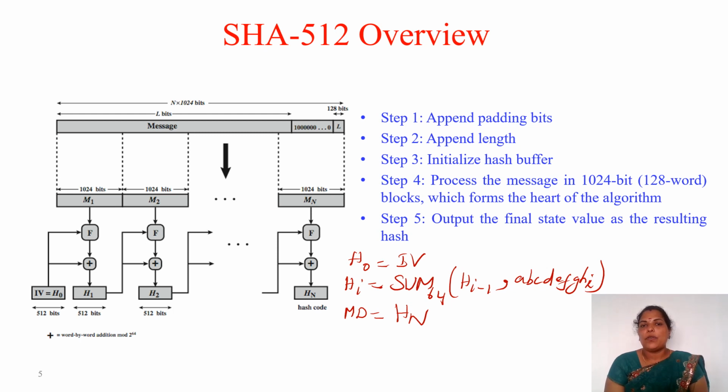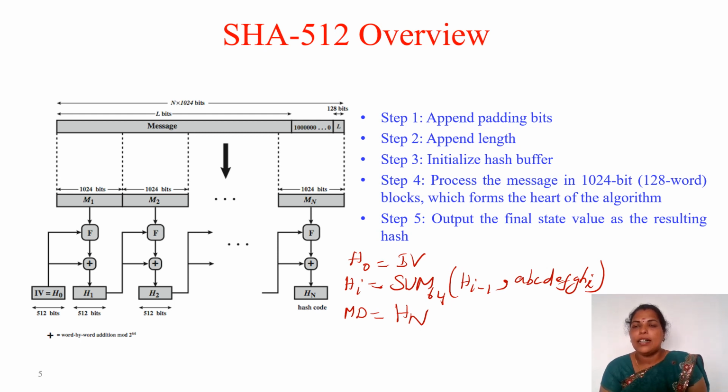So this is the overview of SHA-512. This is one of the versions in SHA-2. SHA-512 consists of 5 steps. The first 2 steps are very simple. From the third step onwards it is somewhat complex.